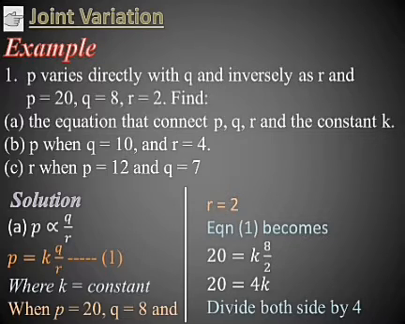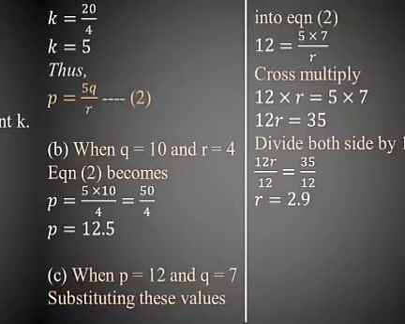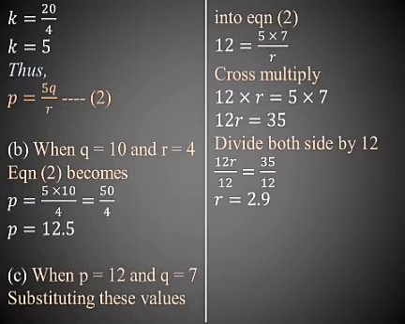Notice that we are looking for the equation that connects P, Q, R and the constant K. So we'll get K as 20 divided by 4 is equal to 5. If you substitute the value of this K into equation 1, you would have P equal to 5Q all over R. Equation 2 is the equation that connects P, Q and R.